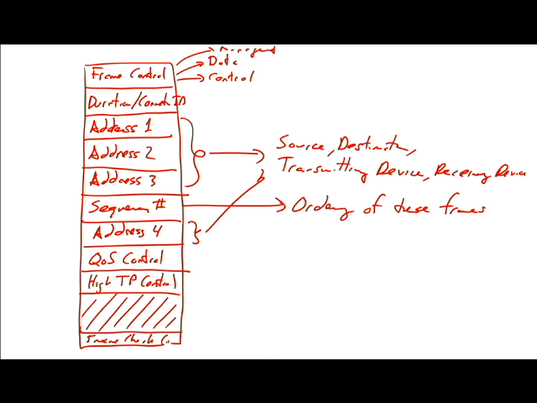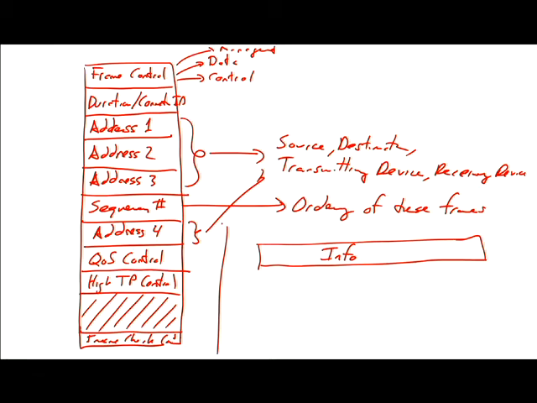Frame check control. But let's go back to the sequence number. Why are we concerned about this? Because suppose we have a bunch of information, we call this info, and we want to send this info across the network. So this is an aside.